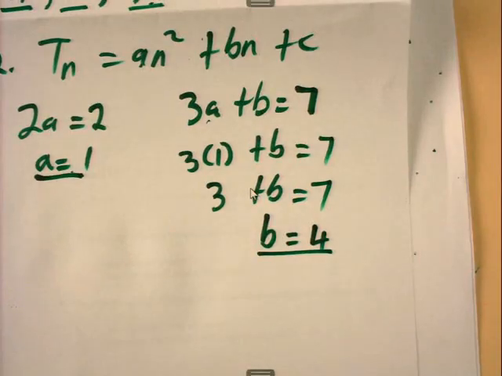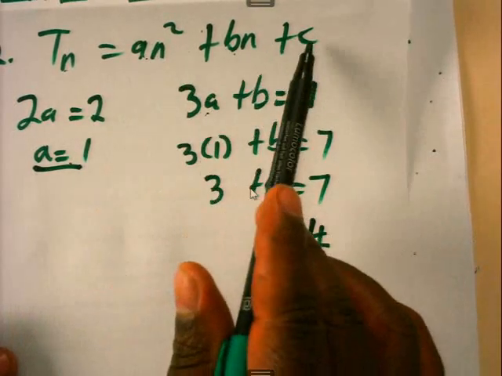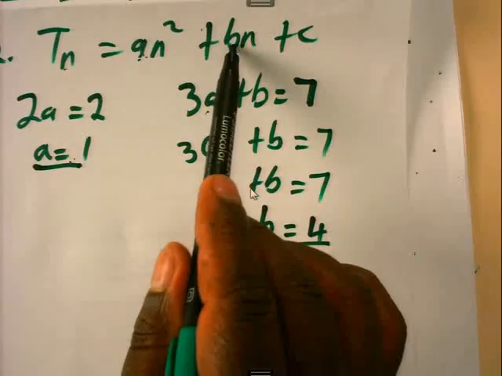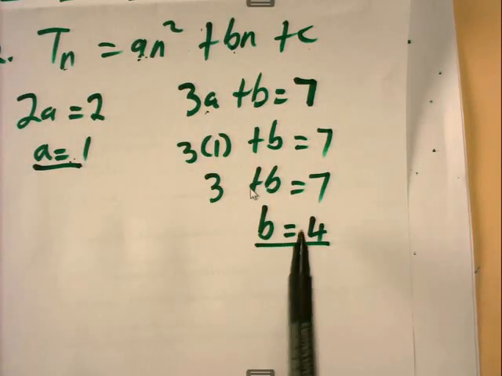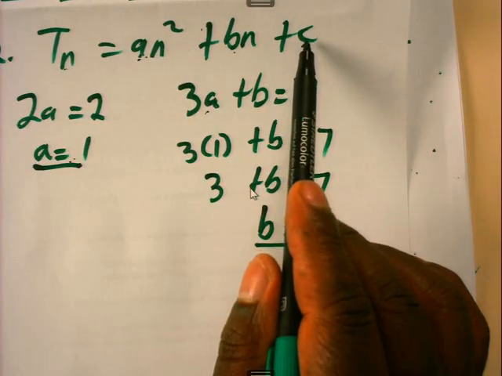We've got the value of a, we've got the value of b. The general term, Tn, is equal to an squared plus bn plus c. Now we've got the value of a. We've got the value of b as 4. It's correct. Now we only need to determine the value of c.